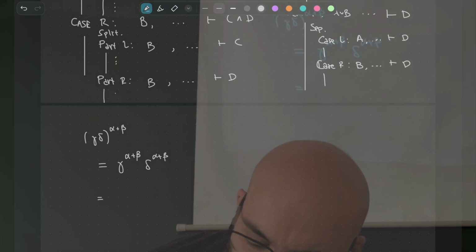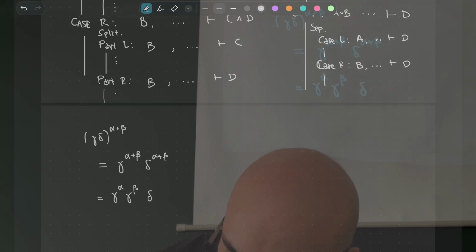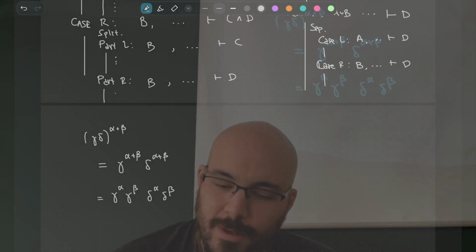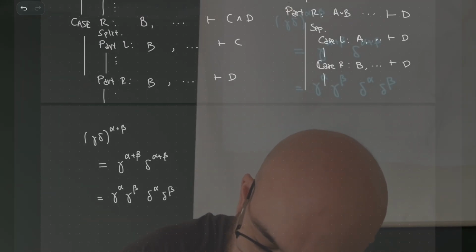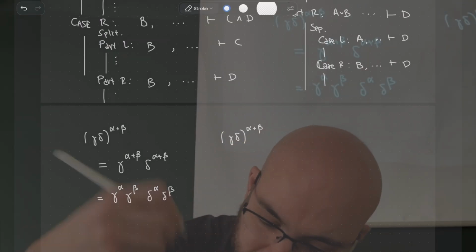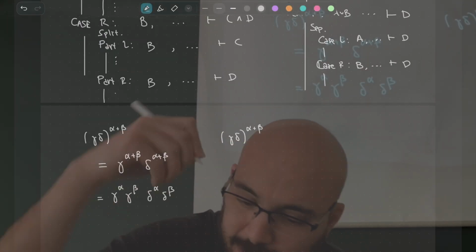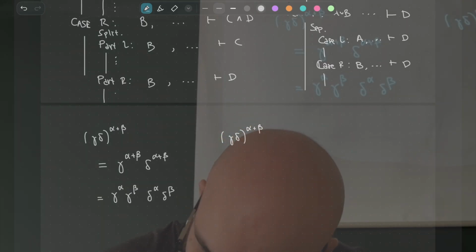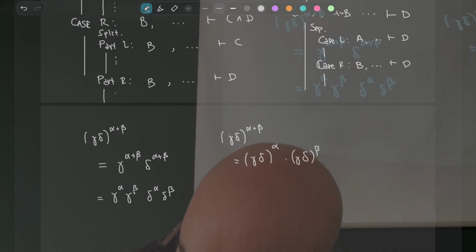And then what would you do? You say, okay, this is actually gamma to the power of alpha, gamma to the power of beta, this is delta to the power of alpha, and delta to the power of beta. Okay? And the other student would take a different route here. Would say, aha, this is something that is being elevated to the power of a sum. I know what I can use. This is gamma delta to the power of alpha times gamma delta to the power of beta, right?